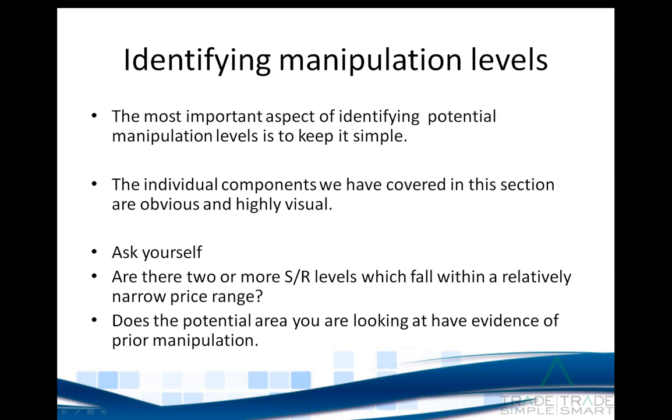Another important question is, does the potential area you are looking at have evidence of prior manipulation? Because if they've manipulated the market at a particular area once, they're highly likely to do it again, because it's a proven zone that they're aware retail traders have previously built up orders around and are likely to do so again. So once you've identified a level, check whether it falls within a relatively narrow price range to other technical levels, and then you want to look back to see if manipulation has taken place in and around the area before.